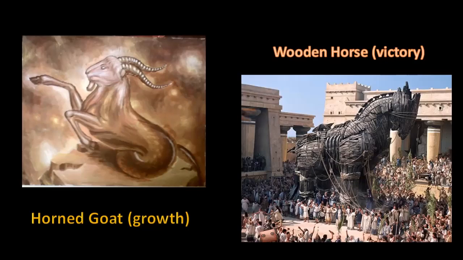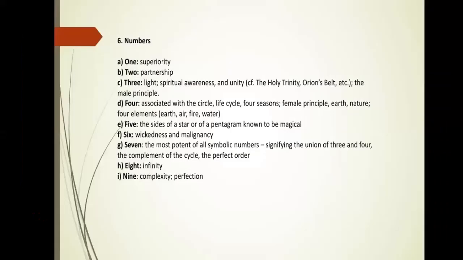Okay. All right. And now for the last, okay, we have the archetype of numbers. We have 1 for superiority, 2 for partnership, 3 for light, spiritual awareness, and unity. The male principle, also the Holy Trinity, Orion's belt, and all others that are in 3, okay? And then 4, which is associated with the circle, the life cycle, the 4 seasons, the female principle, the earth, nature, and also the elements, earth, air, fire, and water.